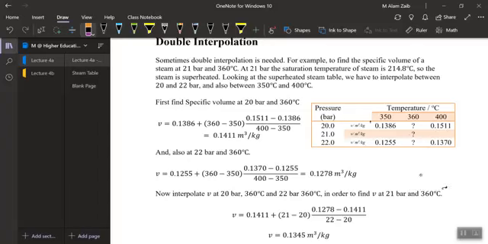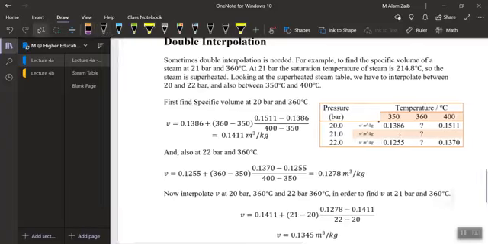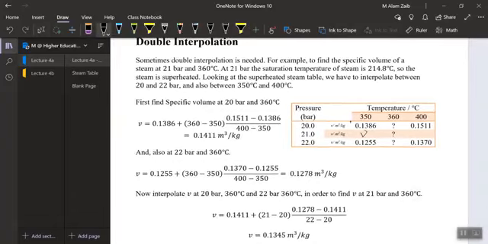So what I'm trying to say is, either you need to find out the volume at this point, and then interpolate between those two values, or you need to find out the volume at this point and this point, and then interpolate between those two values. Let's check if we can find it.